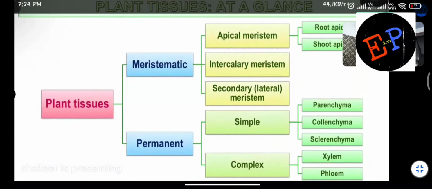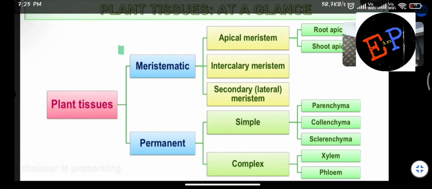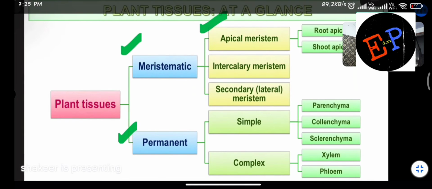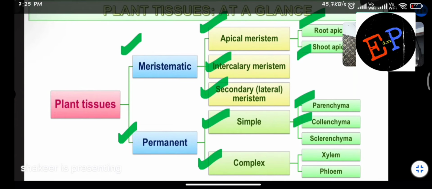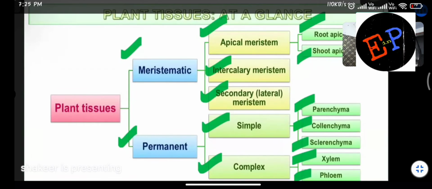Okay, and this is the overview of what we have studied up to here. Plant tissues, you can divide them into meristematic and permanent. Meristematic, again you can divide into apical meristem, intercalary meristem, and secondary meristem. Clear, ma? Permanent tissues you can call simple and complex. Apical meristem you can divide into root apical and shoot apical. Simple permanent tissues are parenchyma, collenchyma, and sclerenchyma. And complex are xylem as well as phloem. Okay, so this is what we have studied up to here.